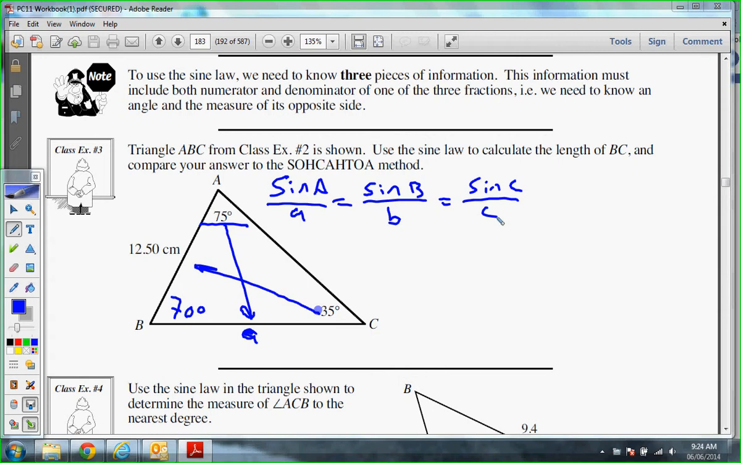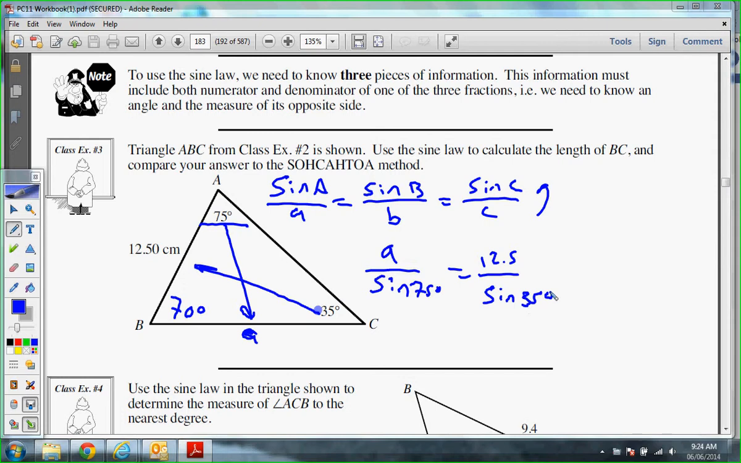You also can have it flipped, so you can have the sides on top. And I always do that. In my opinion, it makes the algebra easier. What are we trying to find here, a side or an angle? A side. That's the stuff you want on top. So what I mean by that is, this is angle A and side A. So I'm going to go A over sine 75. Okay, and then I'm going to go 12.5 over sine 35.